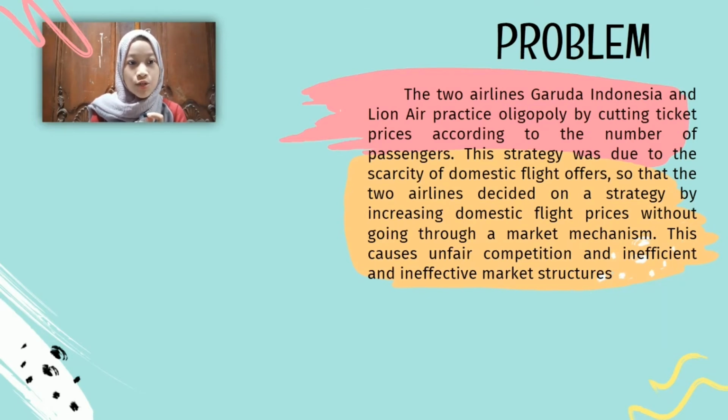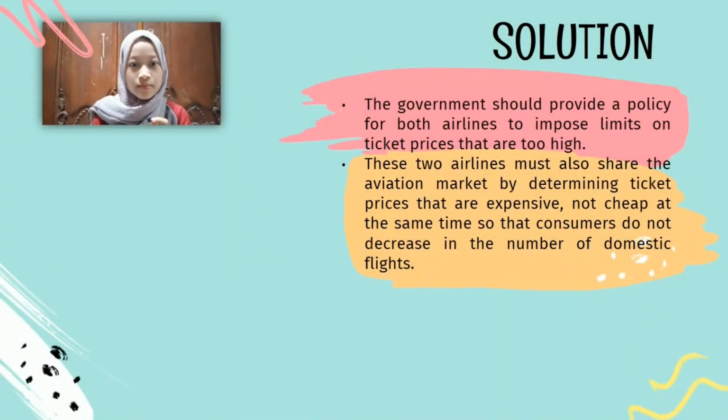Both airlines use Carnot, where the two airlines determine the large number of flights so that the number will be adjusted in determining the ticket prices for the cheap airline service so that they can control the entire market. Solution to the problem.